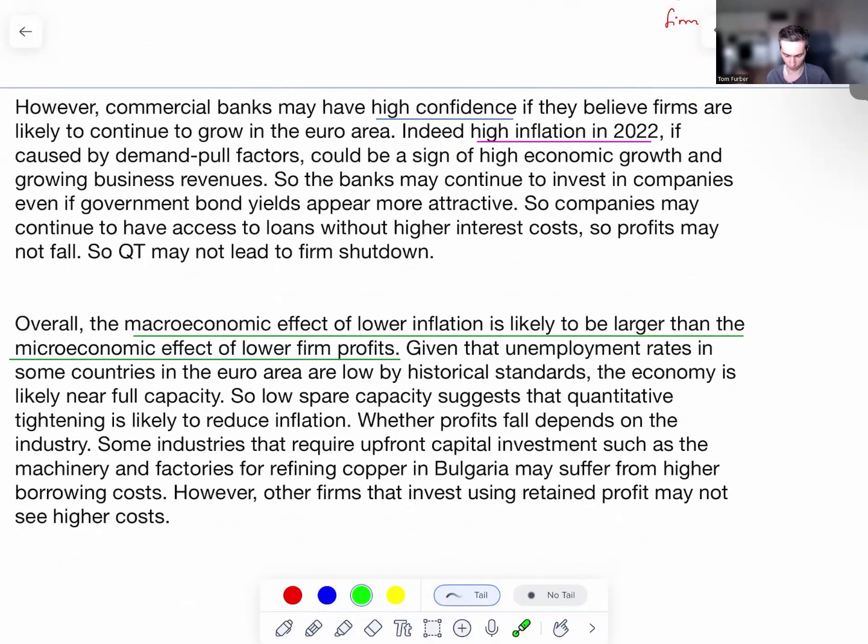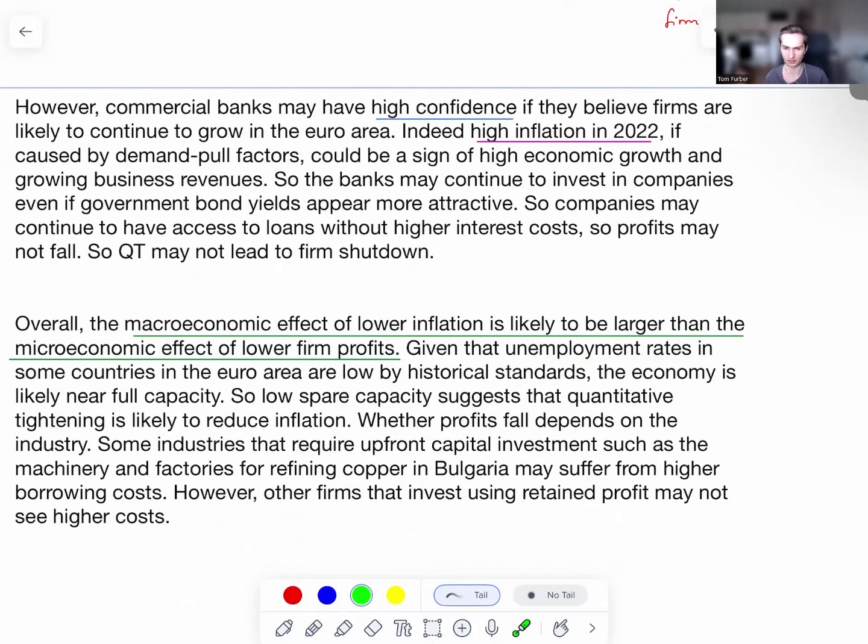Let's conclude. So overall, the macro effect of lower inflation is likely to be larger than the micro effect of lower firm profits. And the unemployment rate is 6.4%, but that's relatively low by historical standards. So the economy is likely near full capacity according to historical standards. So low spare capacity suggests that quantitative tightening is likely to reduce inflation.